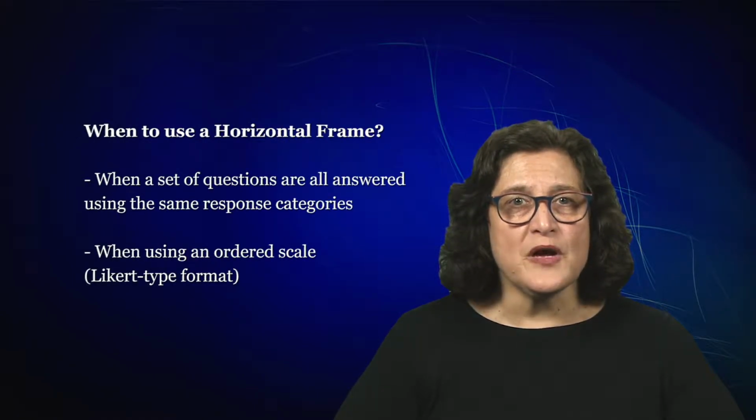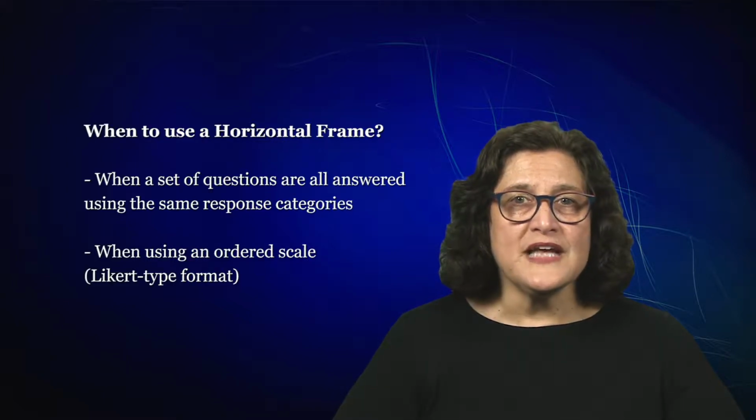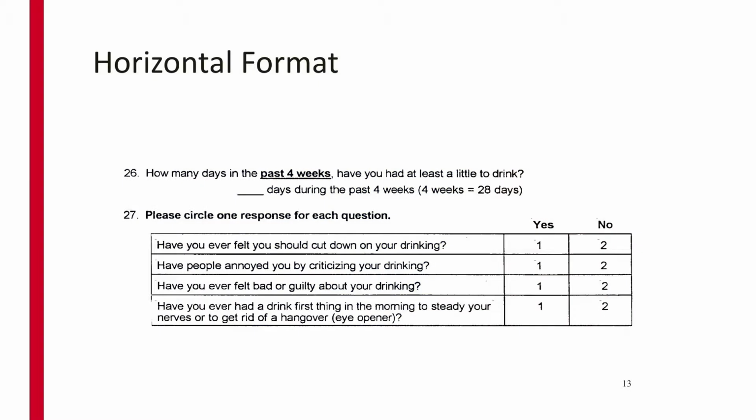Of course, it is possible to use a horizontal format when a set of questions are all answered using the same response categories, or when you're using an ordered scale, sometimes called a Likert type format. An example of an acceptable horizontal form is provided with the CAGE scale for measuring alcohol dependence. The question starts by asking how many days in the past 4 weeks have you had at least a little to drink. Notice how specific this question is, even providing how many days in 4 weeks. Then respondents are asked to circle one response for each of the remaining questions.